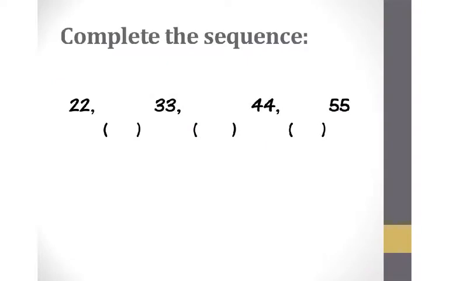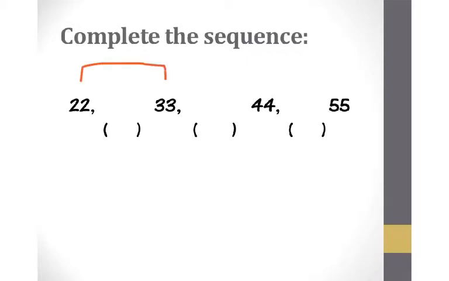So let's have a look at this sequence here, 22, 33, 44 and 55. Is this increasing or is it decreasing? Correct, the sequence is increasing, so it's getting bigger. Now what we need to do is examine each term. Remember, your terms are 22, 33, 44 and 55, and we need to identify what has happened between it and the next term. The first one we're going to look at is 22 and 33.